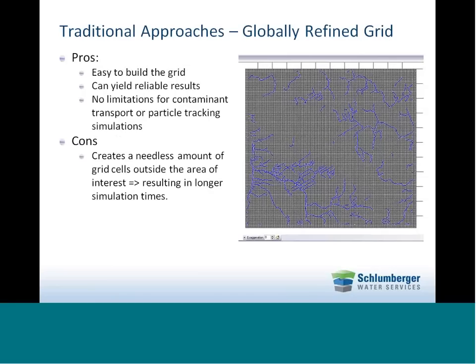So first, some of the approaches to grid refinement. The first is using a globally refined grid. The pros to this would be the ease with which you can build the grid. I mean, a few mouse clicks, and you've got a grid that's 200 by 200 or 500 by 500. It can yield reliable results. There's no limitations for when you want to do contaminant or particle tracking simulations. The drawback, however, is that it creates a needless amount of grid cells outside the area of interest, and this can result in longer simulation times.